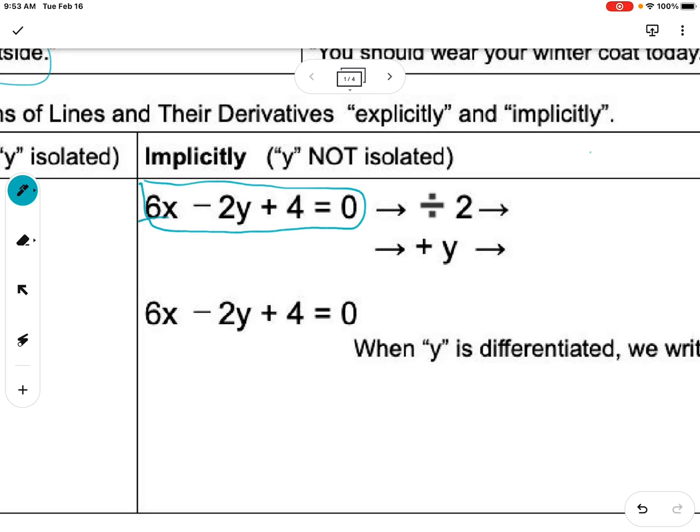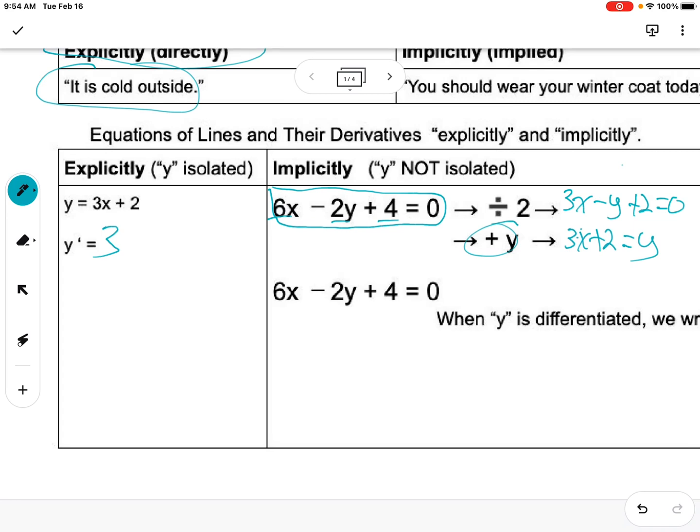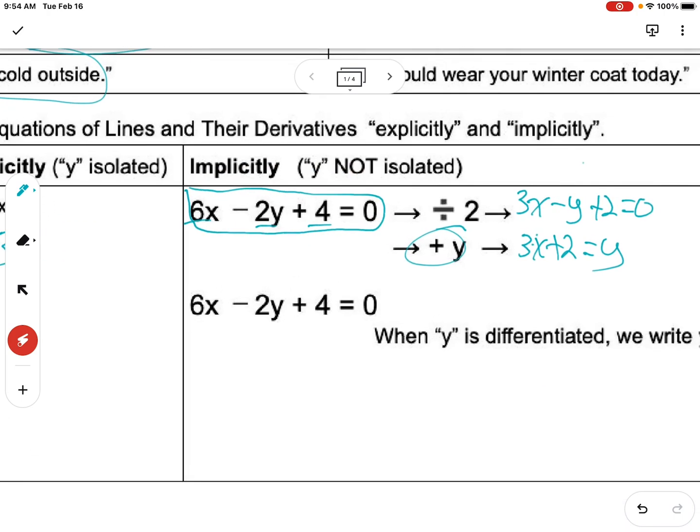So I notice that 6, 2, and 4 are all even numbers, so I'm going to divide everything by 2. And that's going to give me 3x minus y plus 2 equals 0. And then I'm going to get y on one side. So I'm going to add y to both sides, and I'm going to end up with 3x plus 2 equals y. Well, what do you know? It is the exact same line. Okay, 3x plus 2 and 3x plus 2. They did not look the same, but they're equivalent representations, right? This goes all the way back to grade 9, standard form of the line.